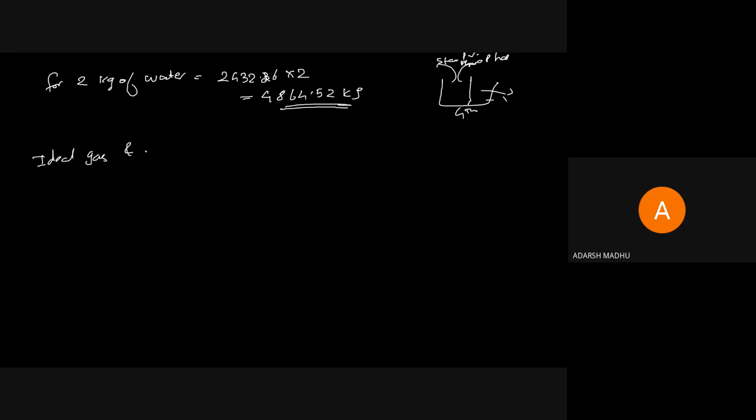Ideal gas and real gas. So what is an ideal gas? Ideal gas is nothing but a gas which obeys the equation of state, right? A gas which obeys the equation of state, or the perfect gas equation, PV equal to RT.